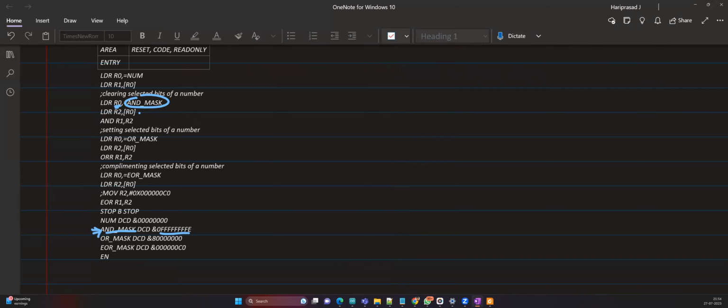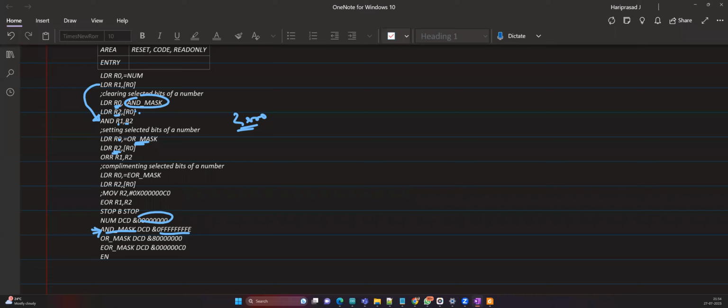Now LDR, whatever the content present in this R0, I will load into R2. Now I am adding R1 and R2. So R1 is num, that is actually all 0 that is stored, right? So here I am basically adding this num R1 and R2. What is the final result? Final result will be 0, correct? Yes, sir. Okay.